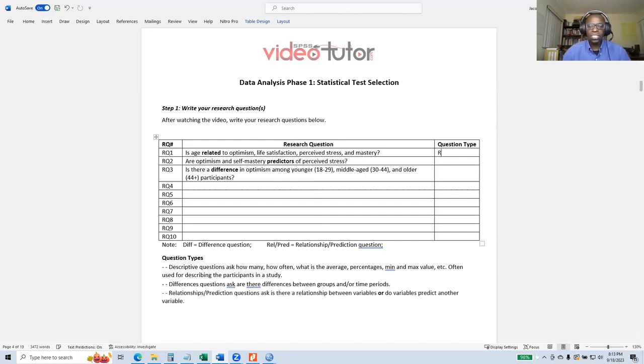Excellent. So it's a relationship question. All right. Relationship. Second question, are optimism and self-mastery predictors of perceived stress? Is that a relationship question or is it a difference question? If it's a relationship question, type in a 1. If it's a difference question, type in a D.